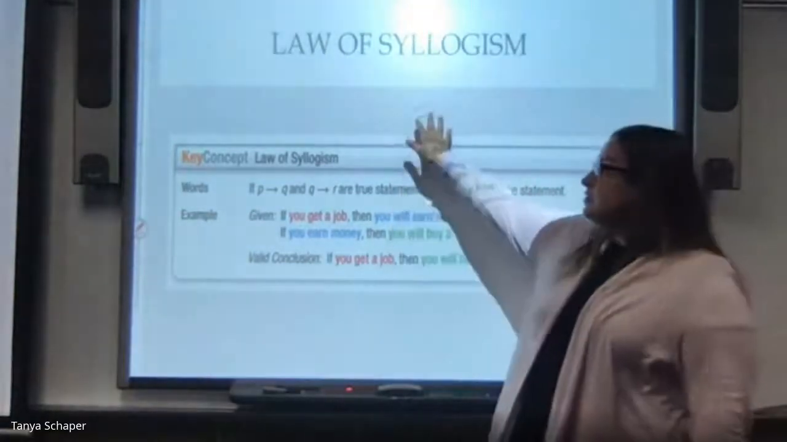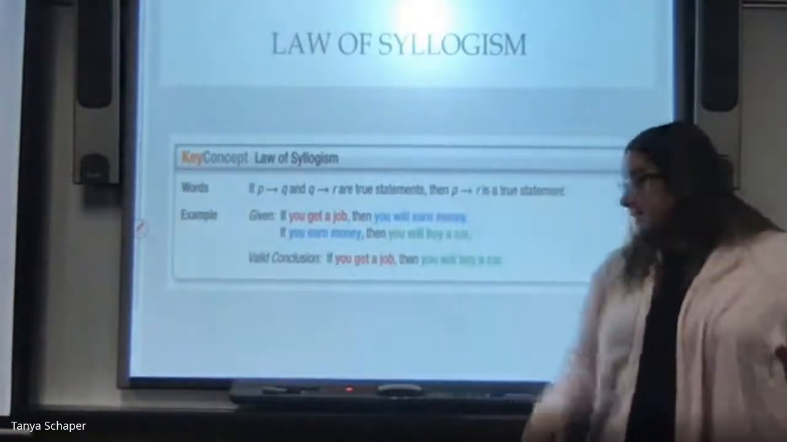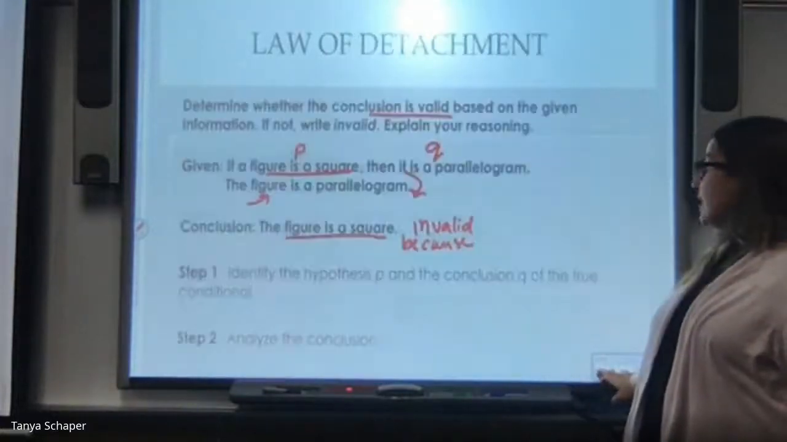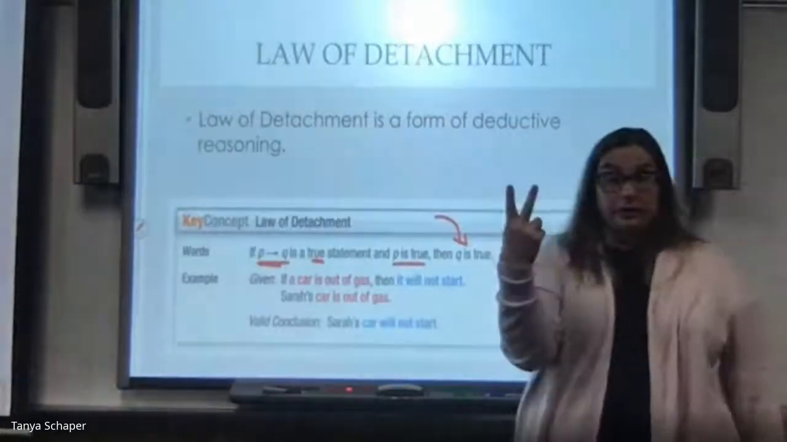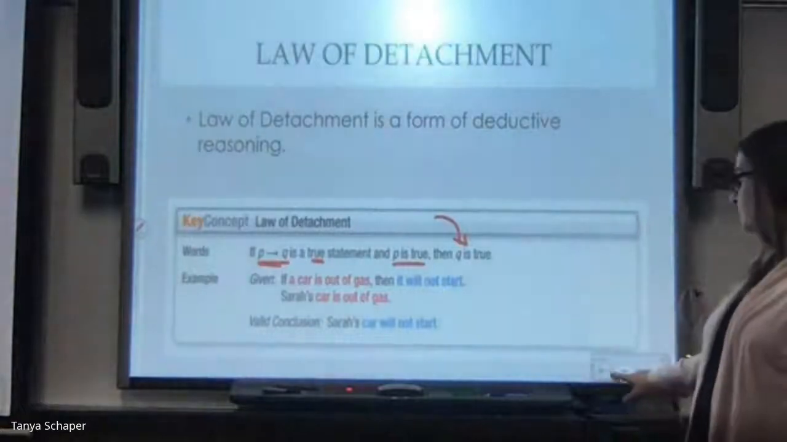So the law of syllogism takes into effect 3 different statements. The law of detachment takes in 2 different statements. That's the difference between them.